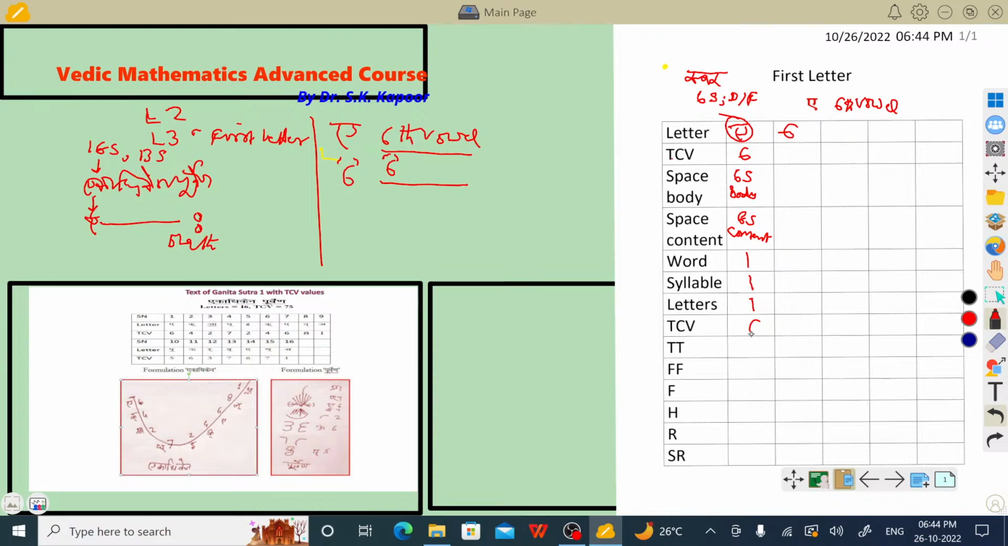Now 6 as a 6-space will take us to 4-space as its dimension, and ahead 2-space as dimension of dimension. Let us revisit the text of Ganita Sutra 1. The second letter is Ka Brahma, its value is 4, and the third letter is 2.